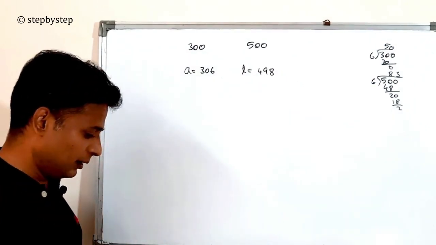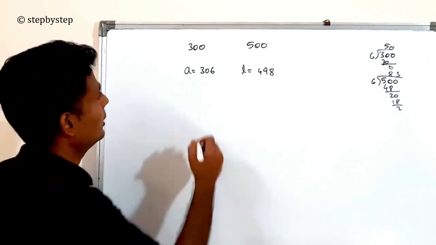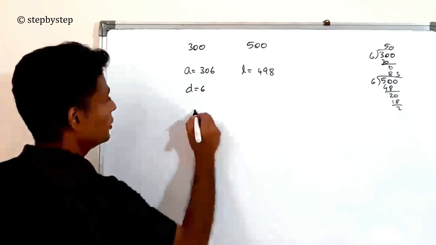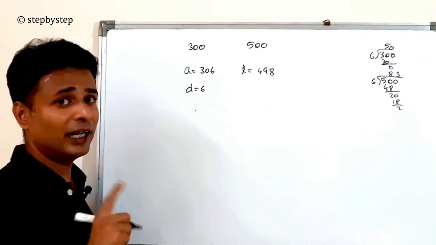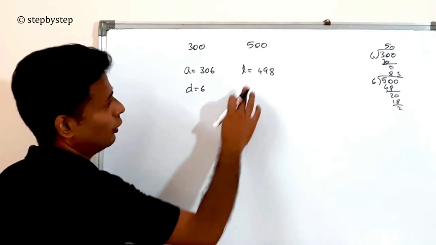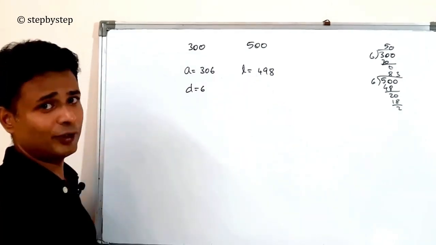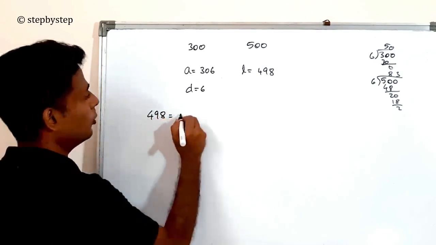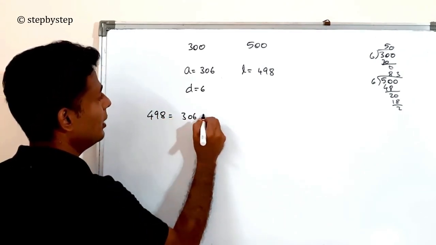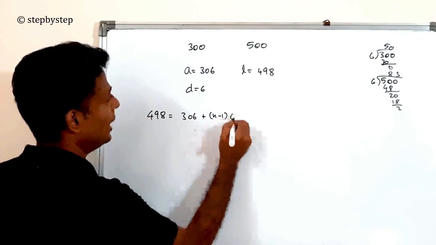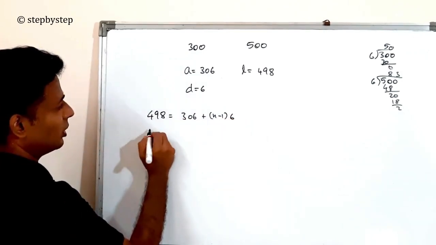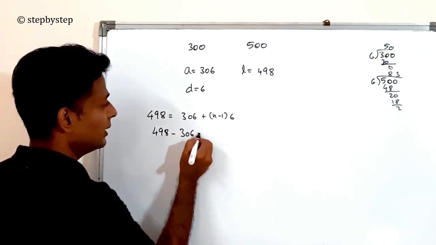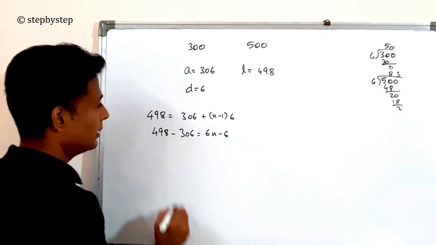Now we have to find the sum of all these. So our d is 6 since it's a multiple of 6. For the sum, we need to find the value of n. How do we find the value of n? Taking the last term as a of n and finding its n value. So 498 equal to a, that is 306, plus n minus 1 into d, that is 6. I'll transpose this on the other side. It becomes 498 minus 306 equal to 6n minus 6.